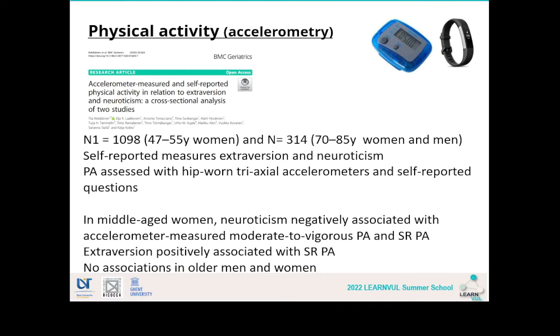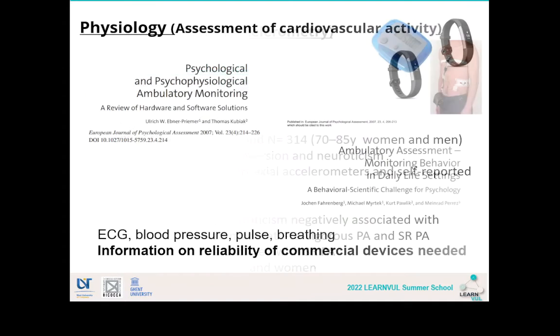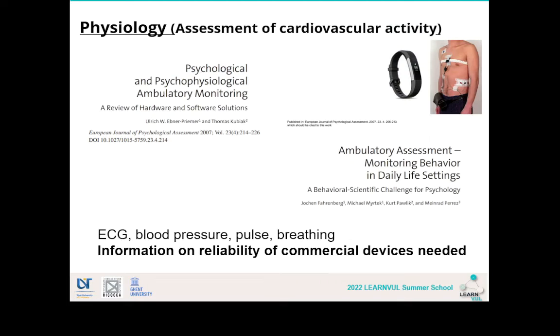And extroversion is only associated with the self-report physical activity. But this is true only in the middle-aged women, rather than the older men and women. So this is the kind of study that you can have: self-report, and then cognitive and physical, and physiology. So for example, you can measure blood pressure, pulse, ECG, the cardiovascular activity, okay?